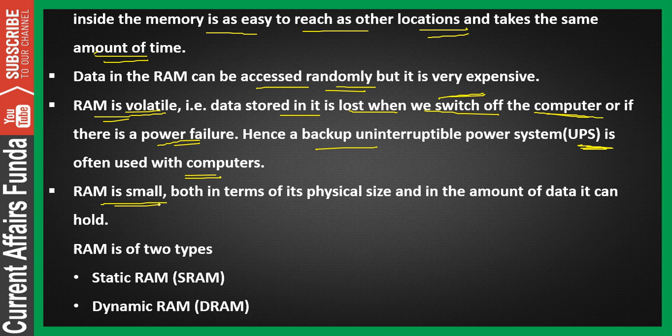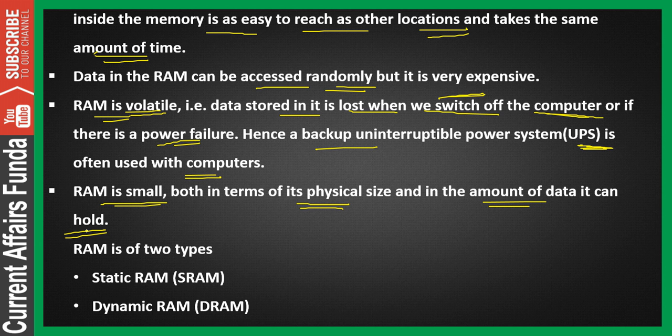RAM is small in size, both in terms of its physical size and in the amount of data it can hold. Means your RAM always is small in size, that is why it can hold only a small amount of data. Okay, not a very big one. If you want to store a big data, then it will store some data, and after the processor finishes its work, it will store the next data, which is all stored in your secondary memory.